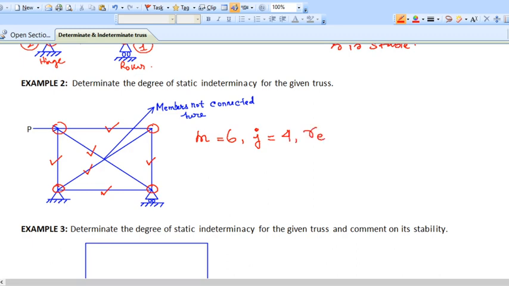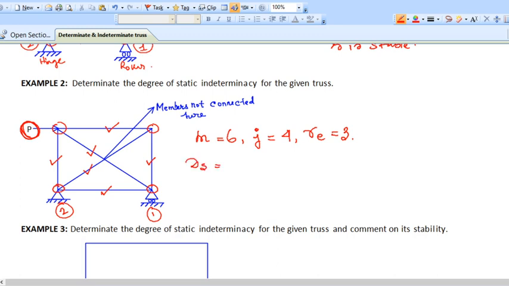Look at the number of external reaction forces. Since it's a hinge, there will be 2 reaction forces. This is a roller, there will be 1. We are considering a plane figure, right? So the total number of reaction forces will be 2 plus 1. Often people get confused about this force. Remember, this is not a reaction force, okay? Only the forces coming from the supports are the reaction forces or the external reactions, okay?